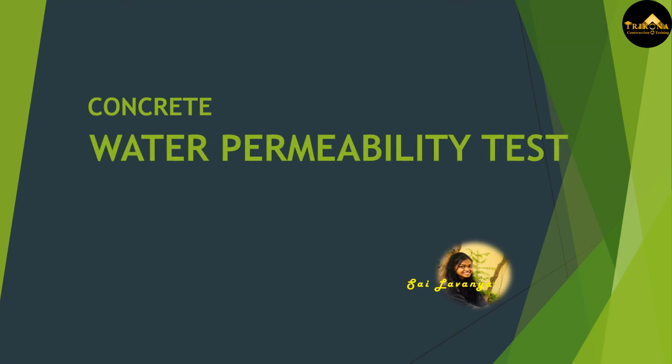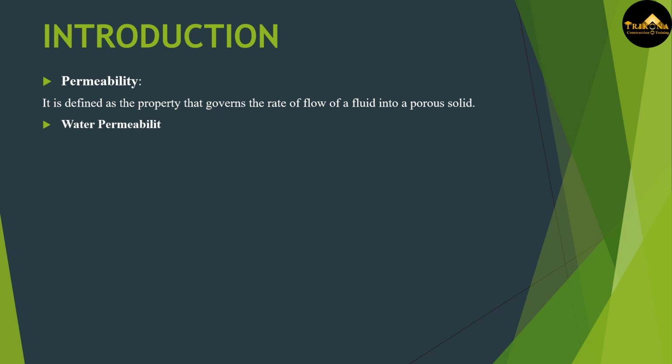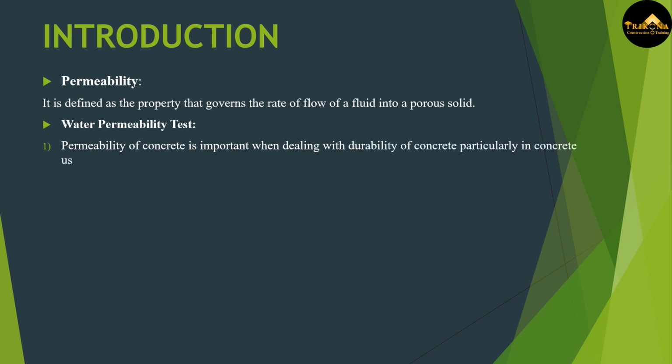Water permeability test for concrete, conforming to IS code 3085-1965. Introduction. Permeability is defined as the property that governs the rate of flow of a fluid into a porous solid. Permeability of concrete is important when dealing with durability of concrete, particularly in concrete used for water-retaining structures.